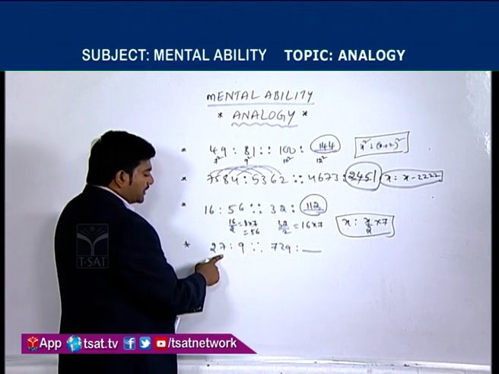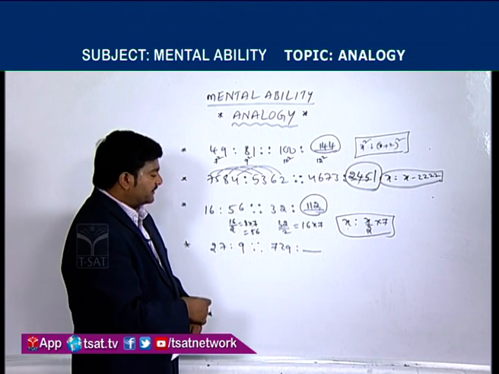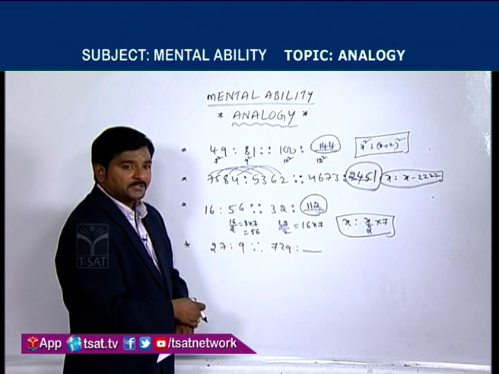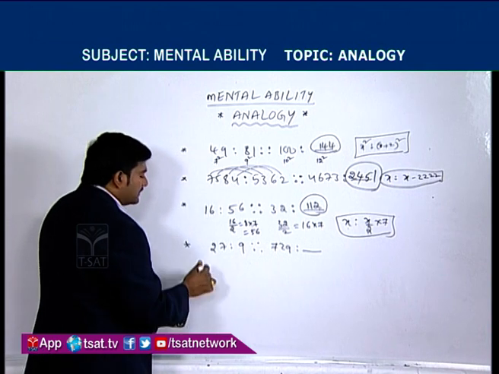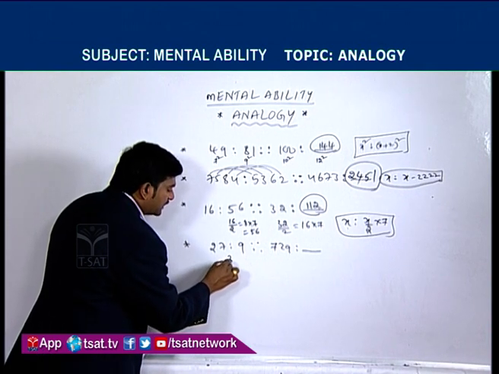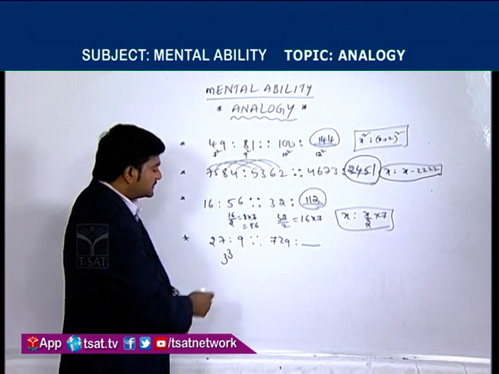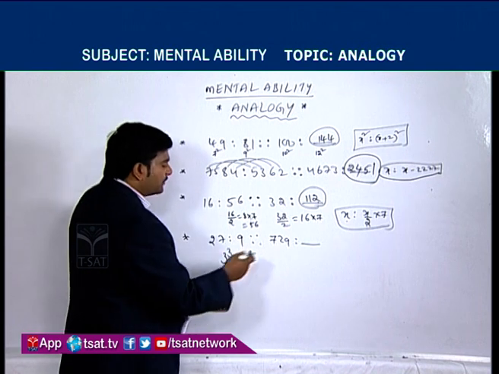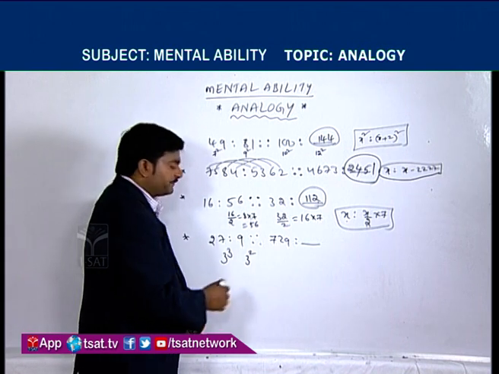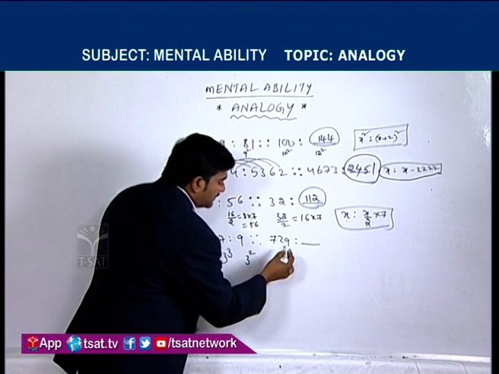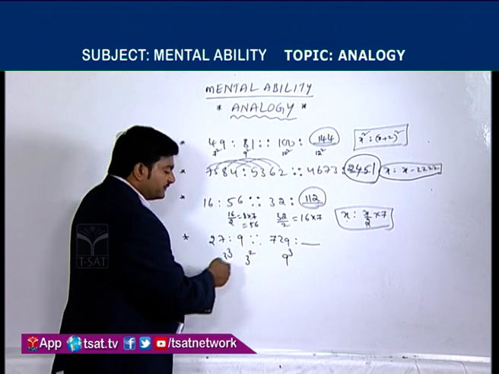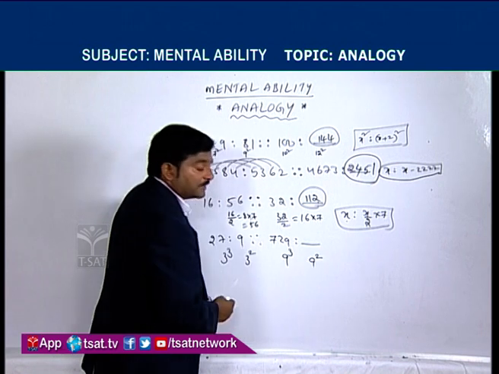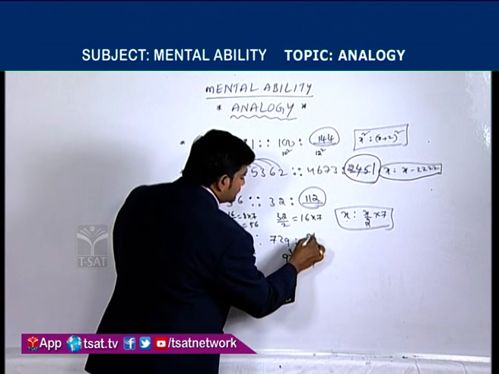This is 27 is to 9 as 729 is to dash. 729 is to dash. So it's very clear. 27 means here what can you write? 3 cube you can write. Similarly 9, what can you write? 3 square you can write. So now apply the same concept here. 729 means what? Obviously 9 cube. So 3 cube, 3 square. That's why 9 cube, next what do you have to get? 9 square you have to get.